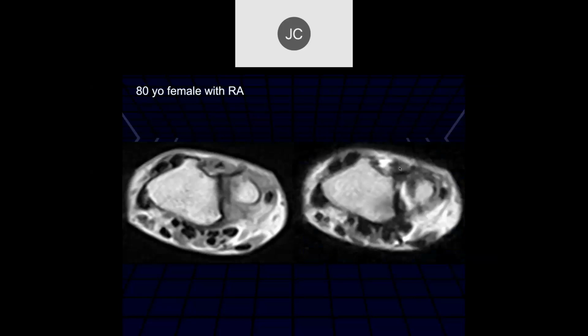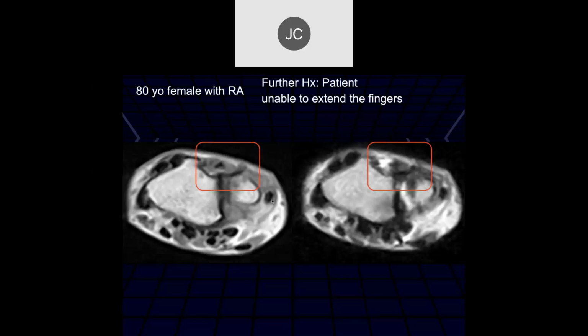If we look here, we can actually see that, as you say, the EPL is abnormal. The extensor tendons in the fourth extensor compartment, there's kind of a clump of tendons here, but it looks like some of them are missing. The extensor digiti looks like it's missing, and the extensor pollicis is dislocated. This patient was unable to extend the fingers.